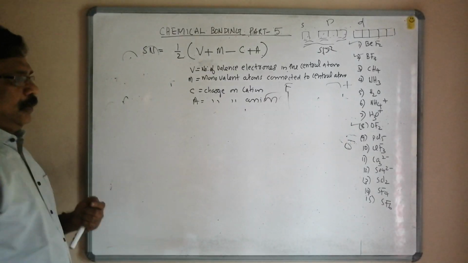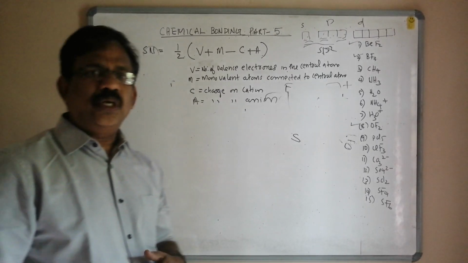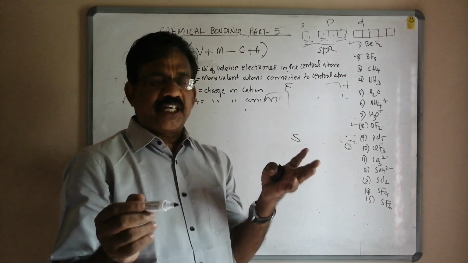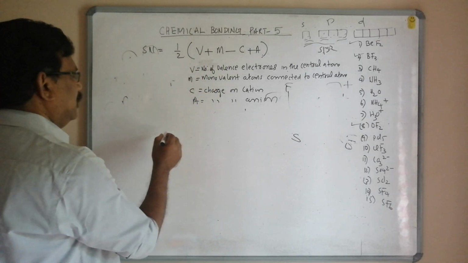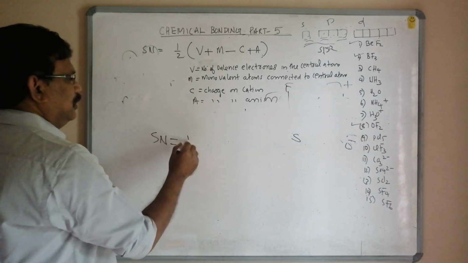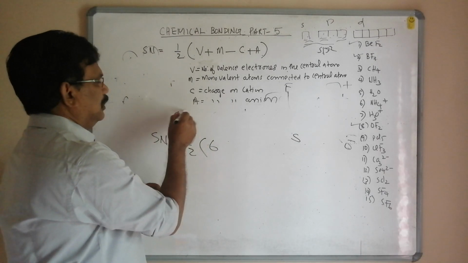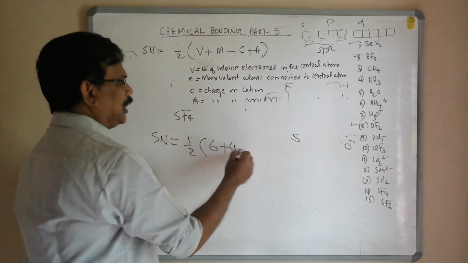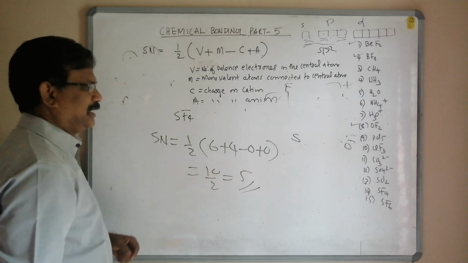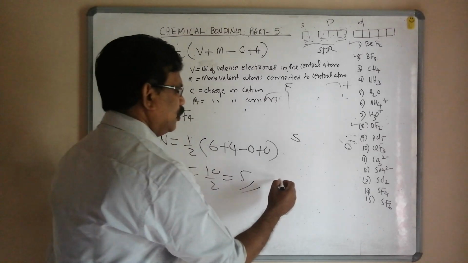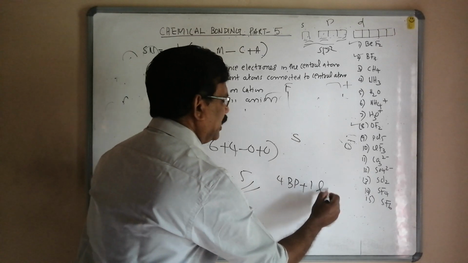SF4. Sulfur atom: how many hybrid orbitals are present around the sulfur atom in SF4, sulfur tetrafluoride? So steric number is half into, sulfur belongs to the 16th group, 6 valence electrons. So SF4, 4 monovalent atoms, 4, neutral, minus 0 plus 0. So 10 by 2 is equal to 5 hybrid orbitals: 4 bond pairs and 1 lone pair of electrons.